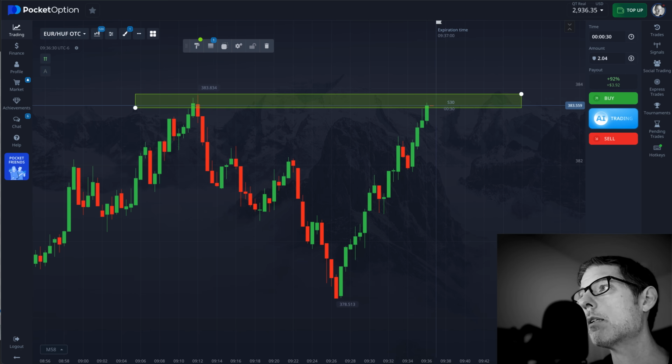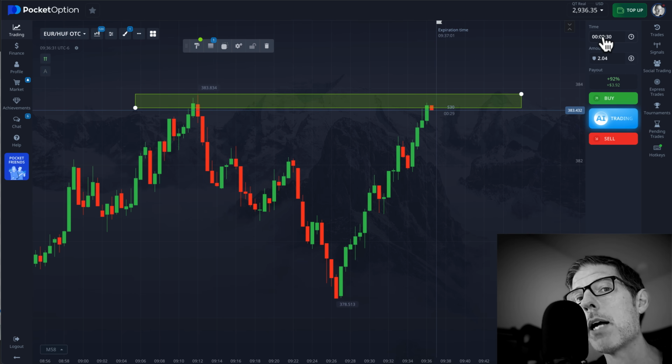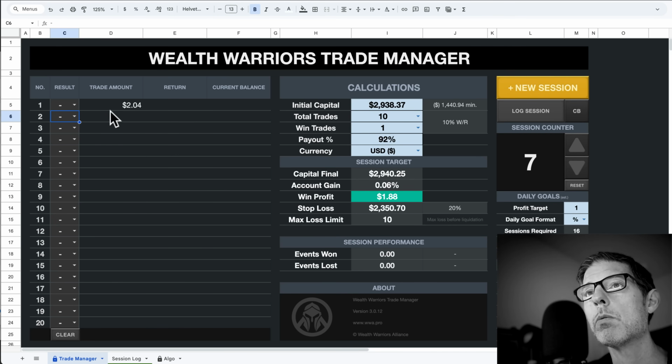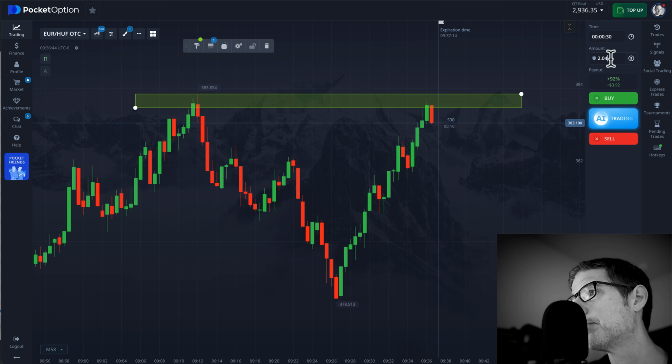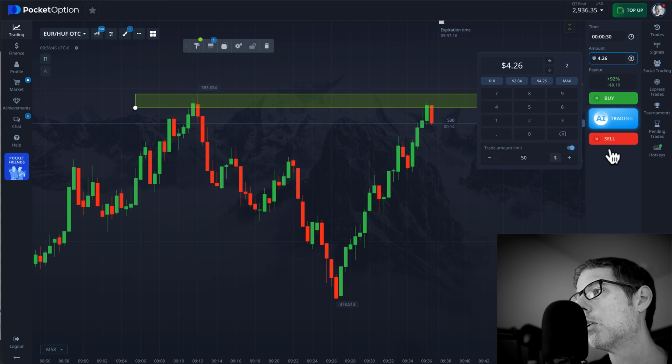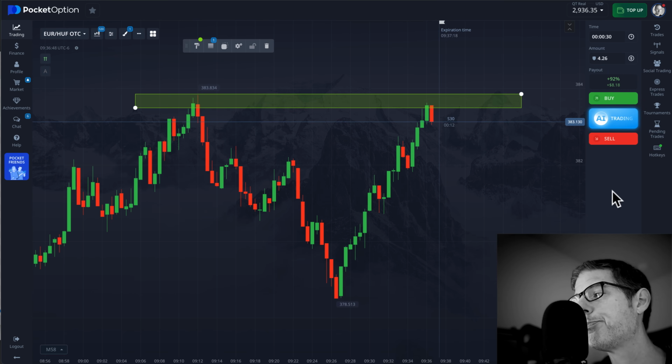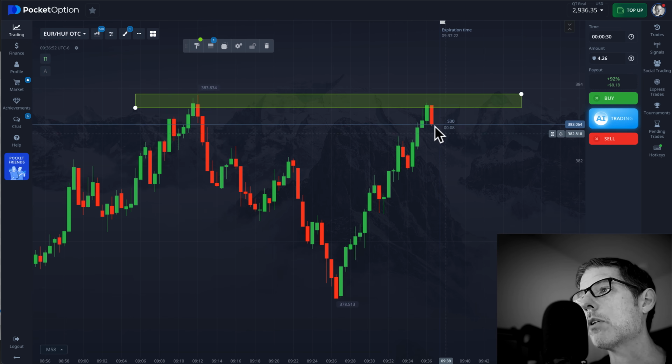And like I said, it doesn't matter what you have set for the expiry inside of the time box. Pocket Option is going to do whatever it thinks is the right thing to do with the AI trading button. So let's mark this with an L. 426. All right. So it looks like it's already rejected there.